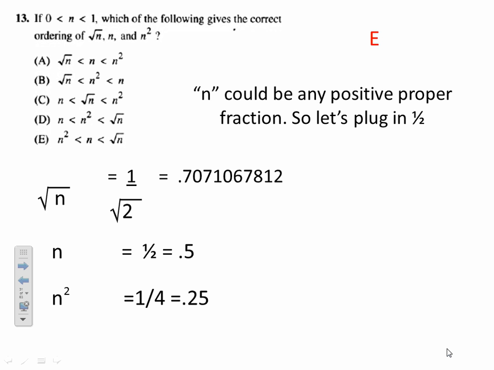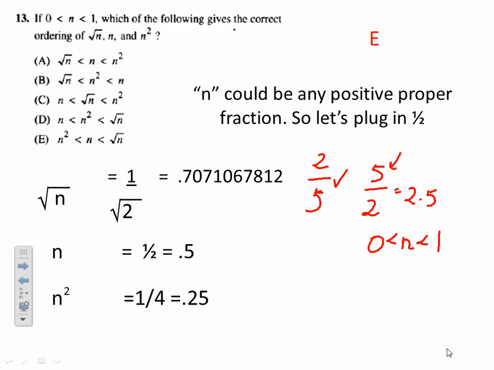And by proper fraction, I just mean that the numerator is less than the denominator. So this would be an improper fraction since the numerator is bigger than the denominator. So it actually means 2.5, which wouldn't fit according to our definition of what n can be.